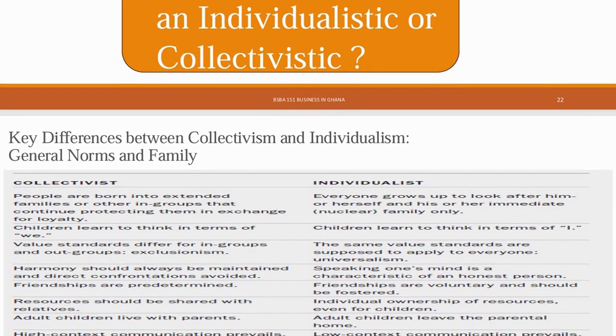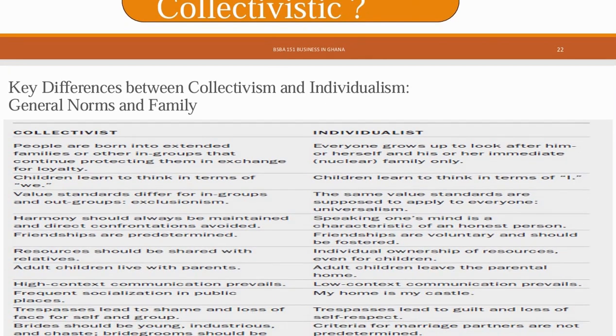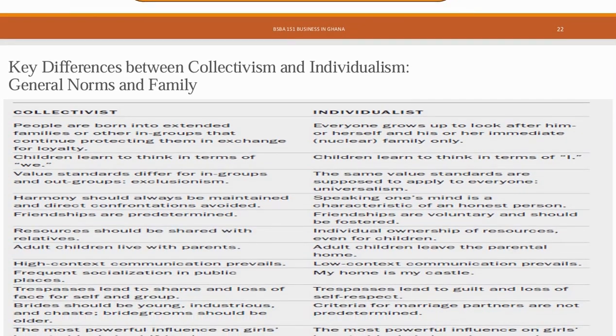So let's look at it. I will just explain it more once we move on. So the key differences between collectivism and individualism. Okay, so under collectivist, people are born into extended families or other in-groups that continue protecting them in exchange for loyalty. But when you come to individualistic cultures or societies, everyone grows up to look after him or herself and his or her immediate nuclear family. That is what I said.